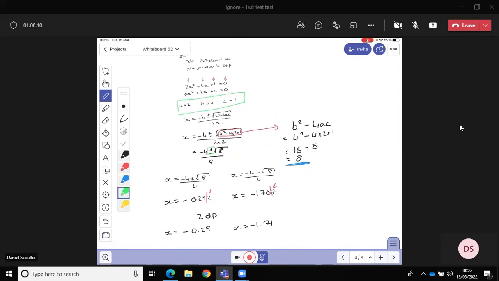I hope that makes sense. So you might see that coming up if you're trying a worksheet or a question along those lines. Where you get a negative b squared minus 4ac, it means you won't be able to find any roots. The roots don't exist.